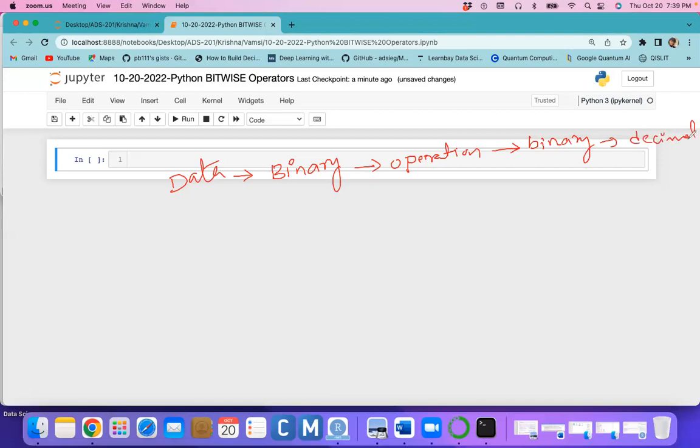Is my point clear? So whatever data we have, first of all you should convert it into binary, then do the operation on the data, then we will get some kind of binary result. That result we should convert into decimal format. Clear? Let's take some example.